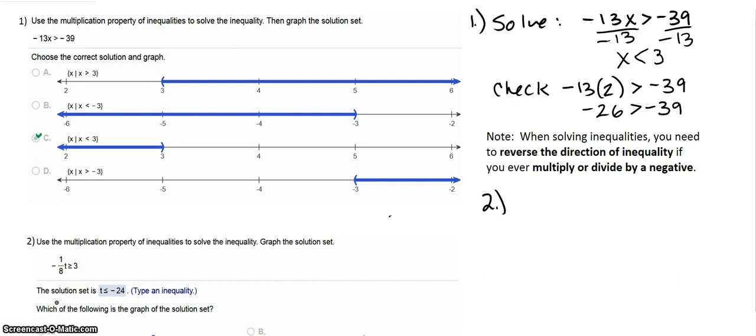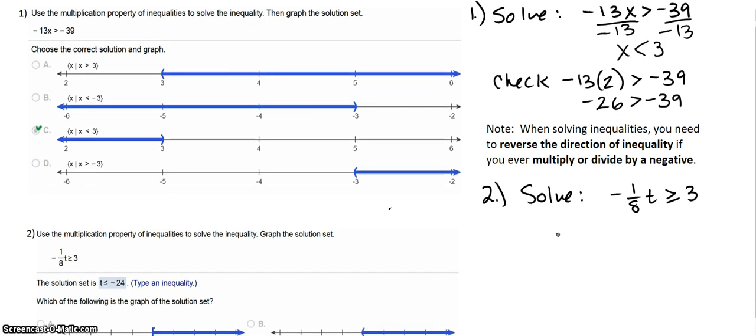So let's move on. Now we're going to use the multiplication property of inequalities to solve this inequality. So let's go ahead and write it over here. To solve this, to get t alone, I'm going to multiply both sides by negative 8. So I'm going to multiply the right by negative 8 and the left by negative 8. Again, when we multiply or divide, we need to flip this inequality.